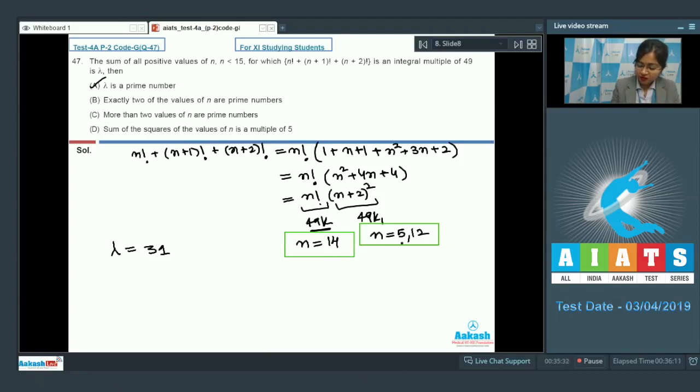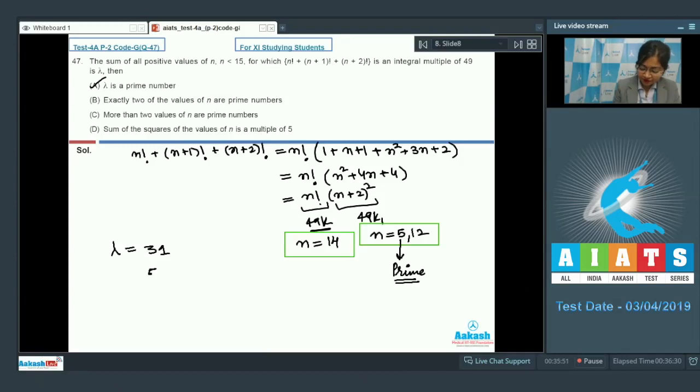Now from the given values we can see that only 5 is prime. So option number B is not correct. Option number C says that more than 2 values of n are prime numbers. That is also incorrect, right? Now option number D says that the sum of the squares of the values of n is a multiple of 5.